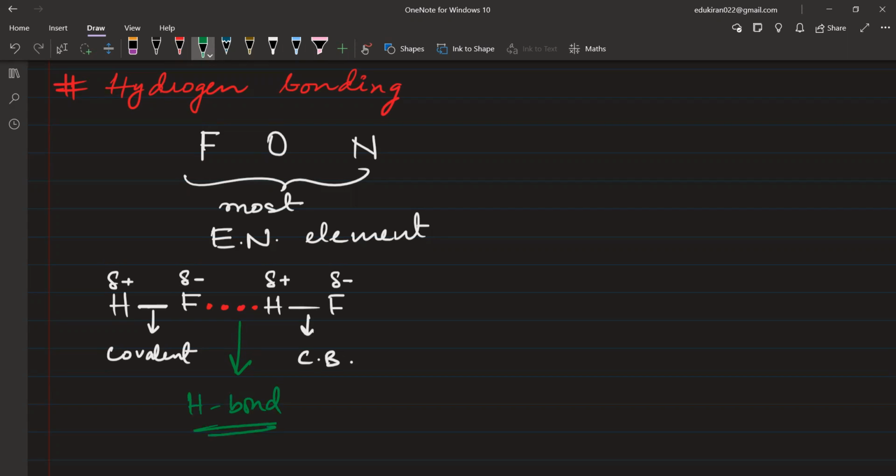Now, hydrogen bond is a special type of dipole attraction. That means this is a dipole, and this is also a dipole. These two are attracting each other, but that attraction is of very high intensity, and that is why we have given it a very different name. That is hydrogen bonding.